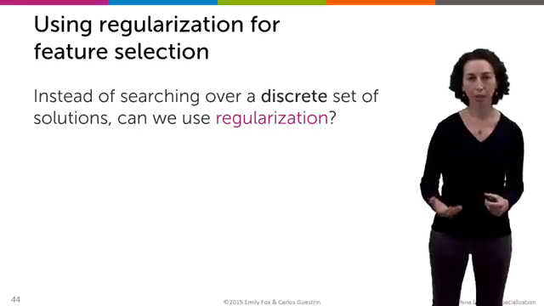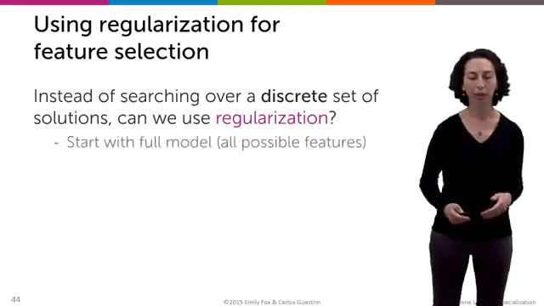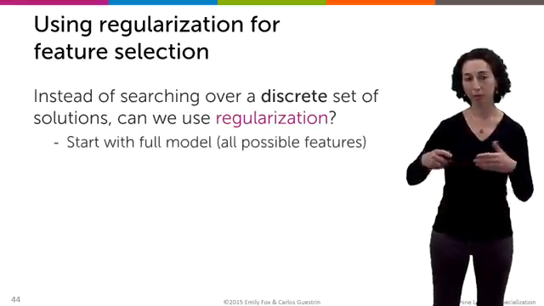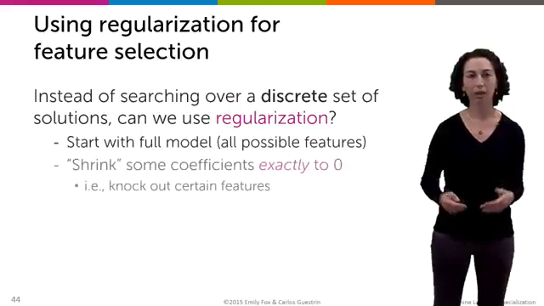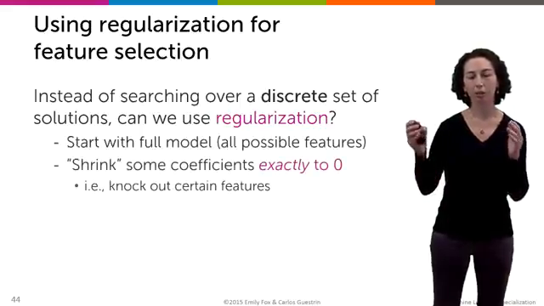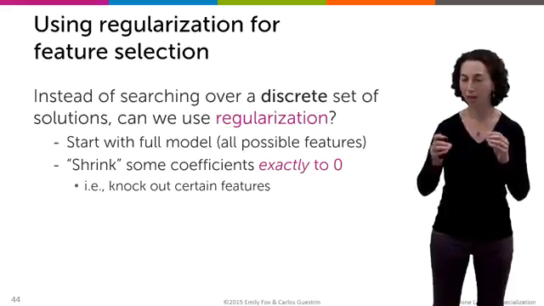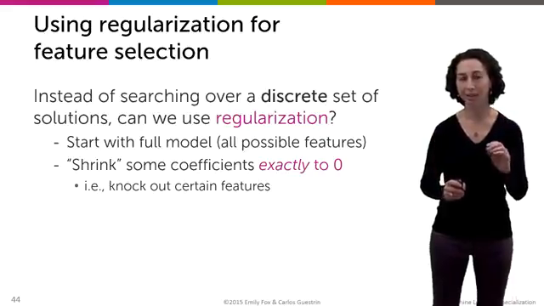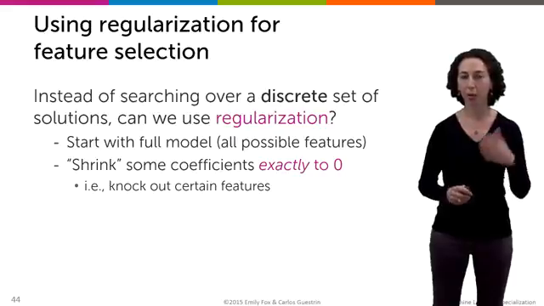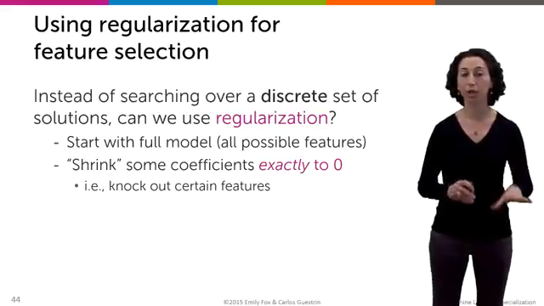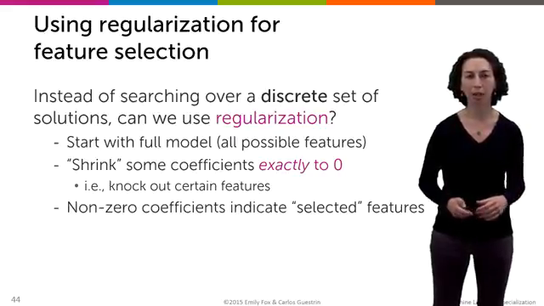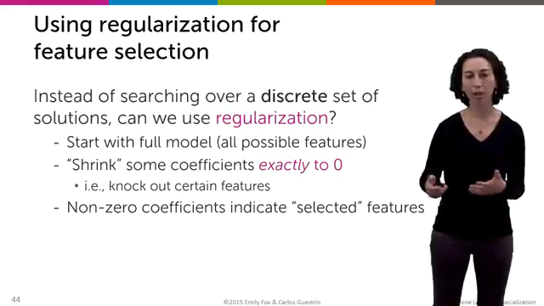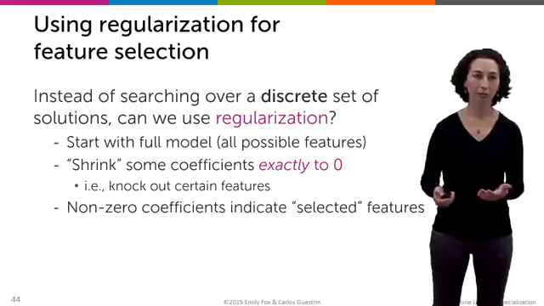But what we'd like to ask here is whether we can start with, for example, our full model, and then just shrink some coefficients not towards 0, but exactly to 0. Because if we shrink them exactly to 0, then we're knocking out those coefficients, we're knocking those features out from our model. And instead, the non-zero coefficients are going to indicate our selected features.